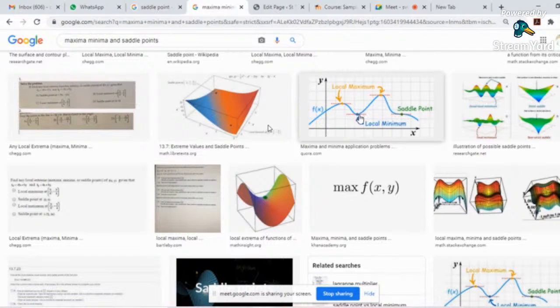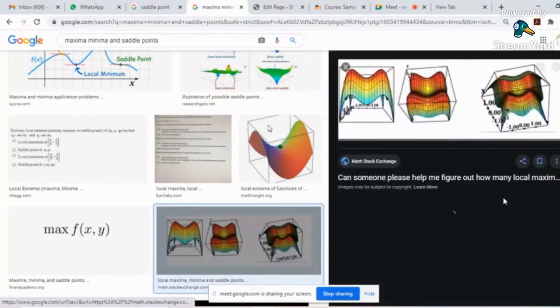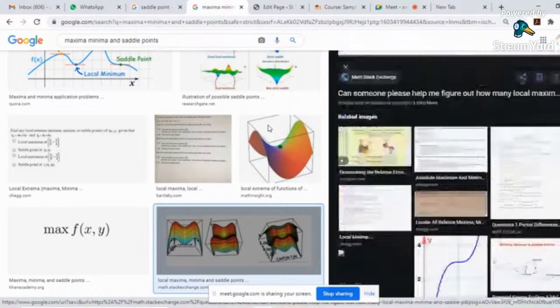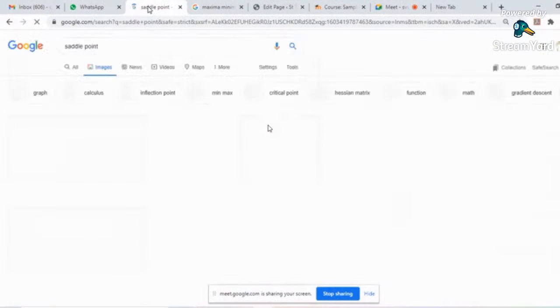Here this is a local minimum, this is a local maximum, this is a local maximum, and at this point the derivative is 0, yet it is neither maximum nor minimum. We are discussing the multivariate case, so you can see this type of figures. I think you got the idea of maximum and minimum.